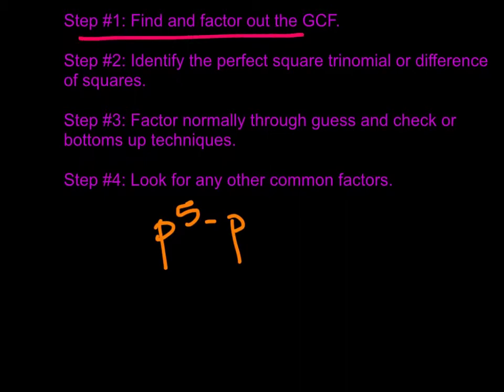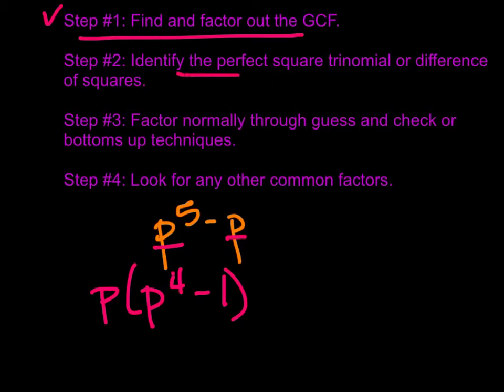It looks like there is a p in each term, so we can take a p out, and we have p, whoops, that's not a p, that's an n. We have p to the 4th minus 1. So we've taken care of our GCF. Now we need to identify a perfect square trinomial or a difference of squares.